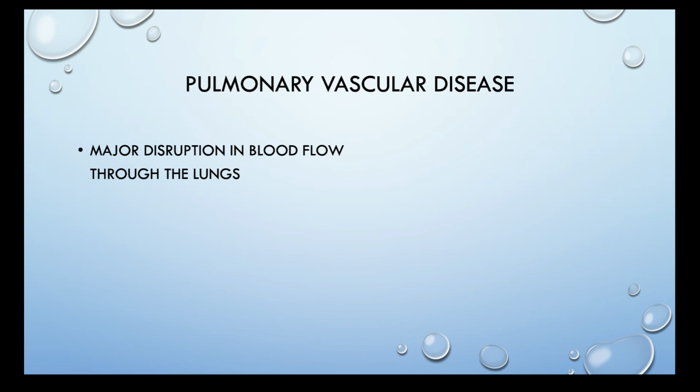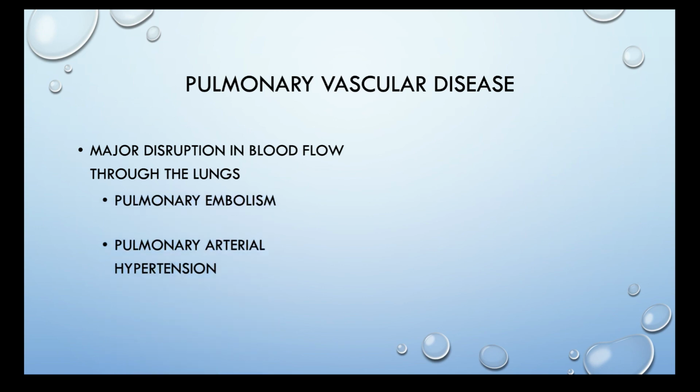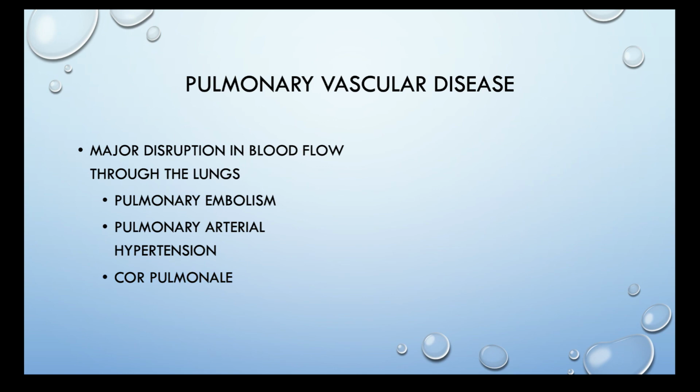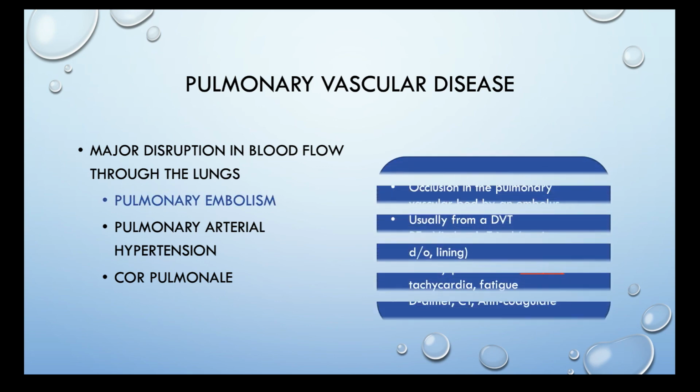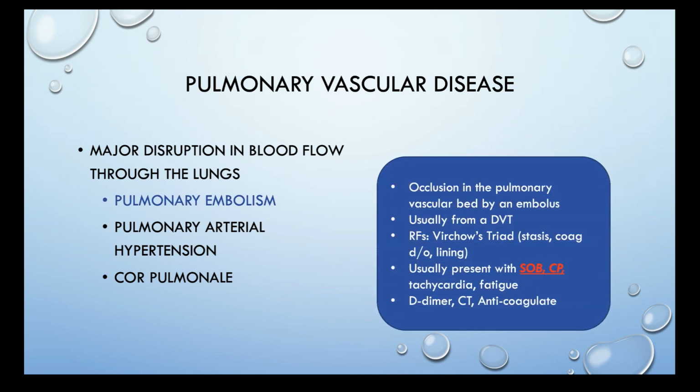Moving on to pulmonary vascular disease. This is the major disruption in blood flow throughout the lungs. So this is our circulatory problem. It could be due to a pulmonary embolism, pulmonary hypertension, or cor pulmonale. Our pulmonary embolisms are caused by an embolus, usually from a DVT, and we talked about this when we talked about deep vein thrombosis. You have part of it that breaks off and ends up in our pulmonary system, causing the pulmonary embolism.